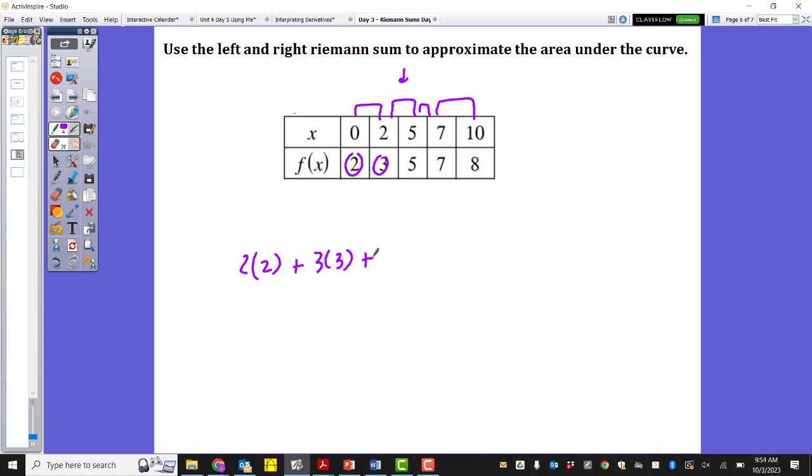Notice we're creating a rectangle for each because they don't have a common width we can pull out. So the next one is 5 times the width there, so 5 times 2. The next one is 7 times this last width, so 7 times 3. And then that covers all of our rectangles. And we'll multiply and simplify. So 4 plus 9 plus 10 plus 21. So 31, 44. 44 would be our left-hand Riemann sum.